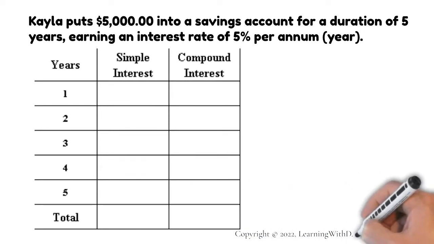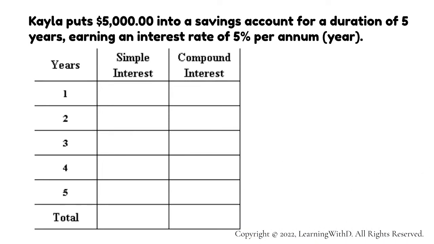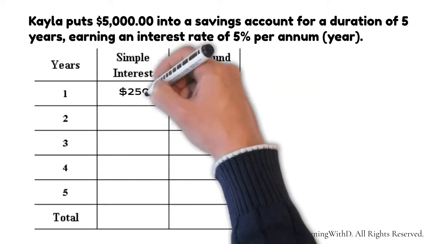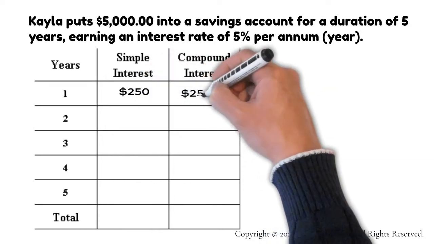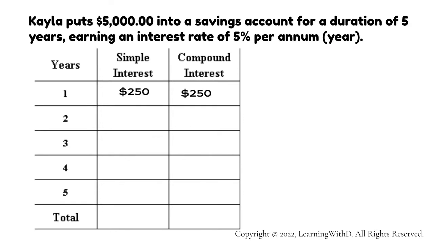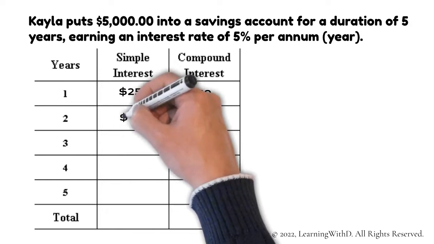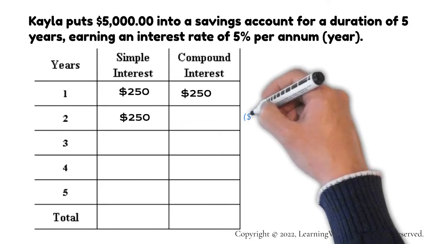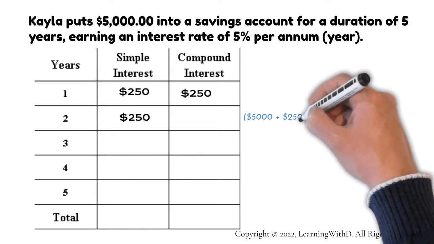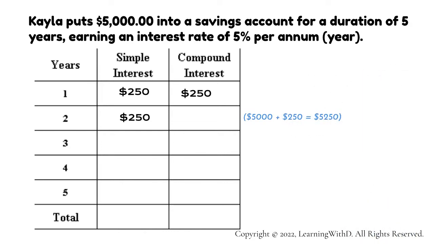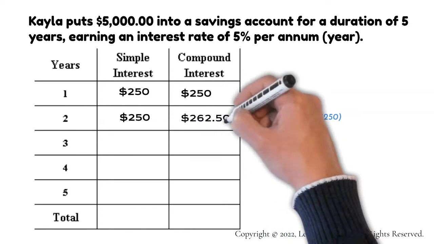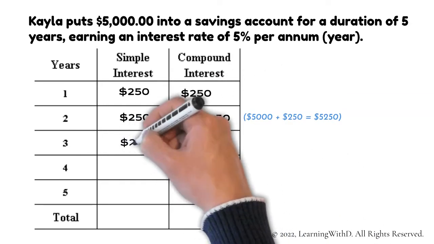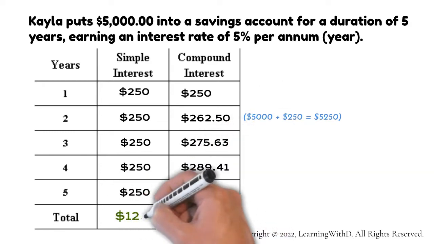In the first year, the interest earned is the same. This is because the amount which the interest is being calculated on is the same, the original principal. However, there is a glaring difference in year 2. The simple interest remains the same, but there's a difference in the compound interest. The compound interest, if you recall, is calculated on the sum of the principal plus accumulated interest. Therefore, in this case, it was calculated on 5,250 as opposed to 5,000. At the end of 5 years, then, we can see that the total interest is different.